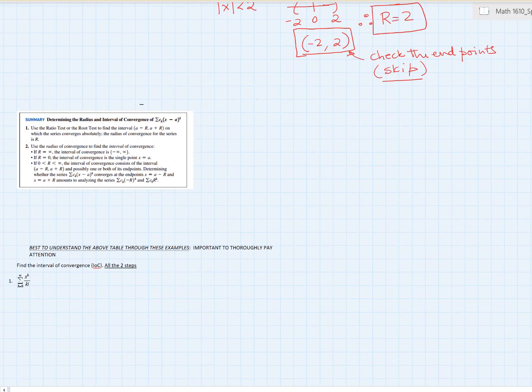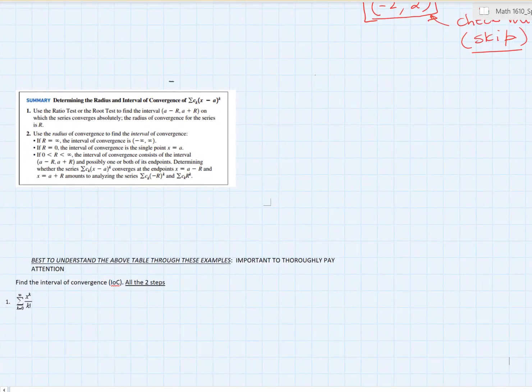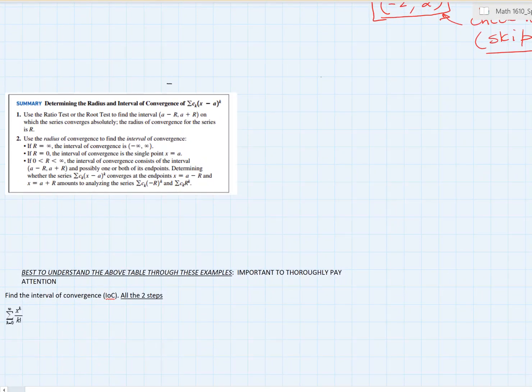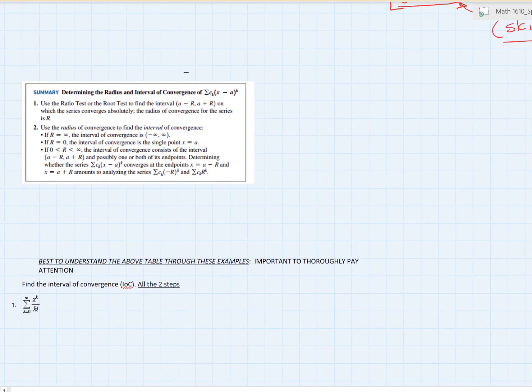Okay, so what we just saw in those examples is summarized in this table quite nicely. So I'm going to read it, and then the best way to understand is to do the examples coming up. So how do we determine the radius and the interval of convergence of a power series? It says use the ratio or the root test to find the interval on which the series converges absolutely. So that's what we have been doing.